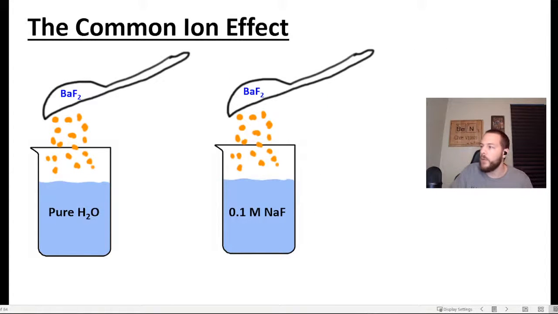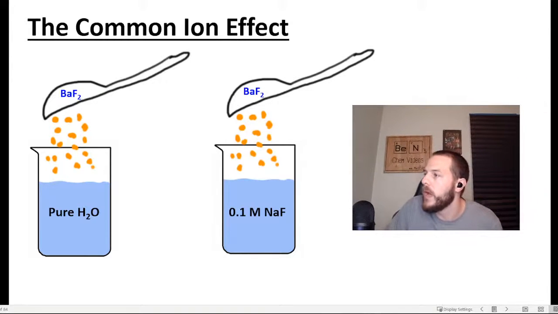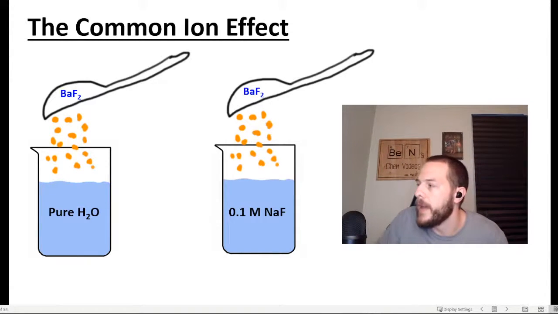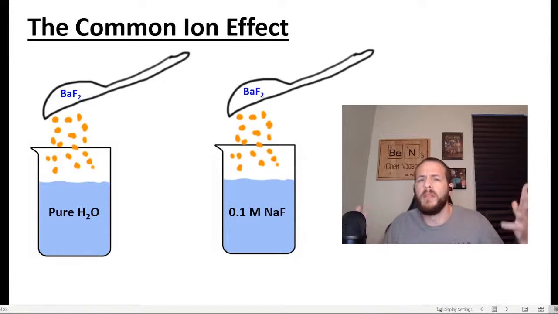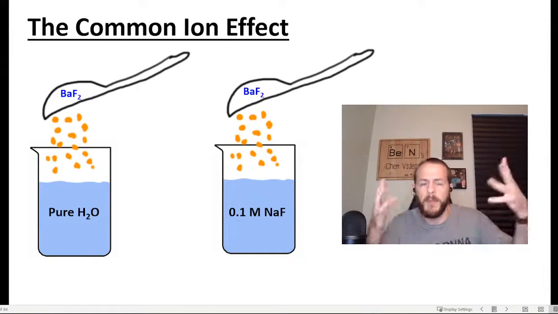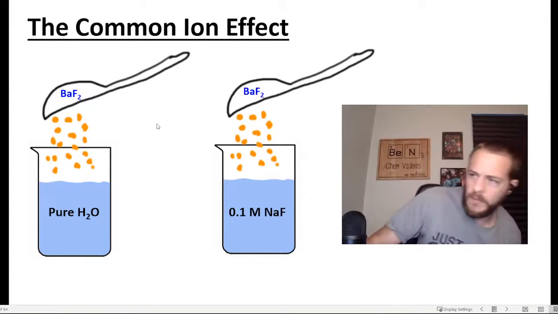Now we're going to talk about something we've talked about before. It's called the common ion effect. Hopefully we remember it, but even if you don't, I think I'll explain it well enough, from the beginning, like a bottom-up approach, so that you understand it even if this is your first time seeing it. So imagine two scenarios.